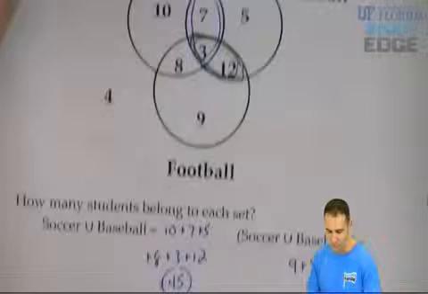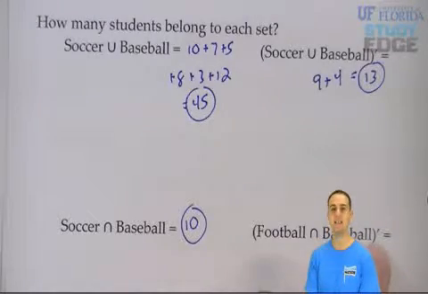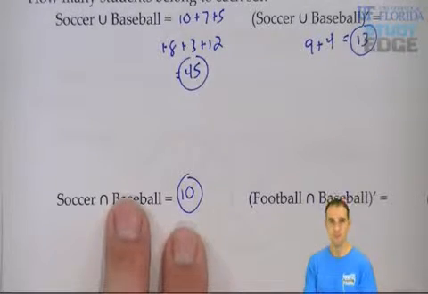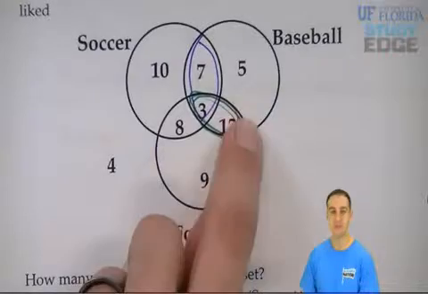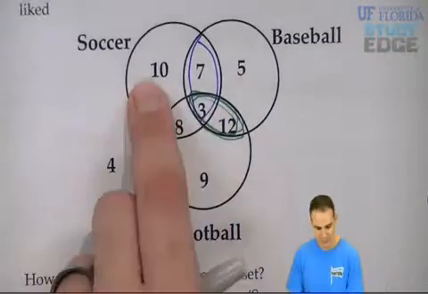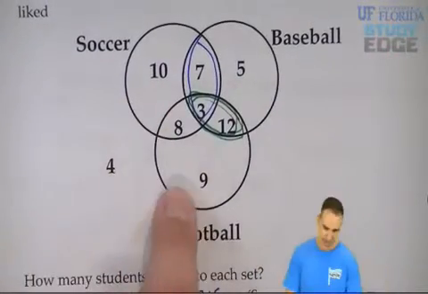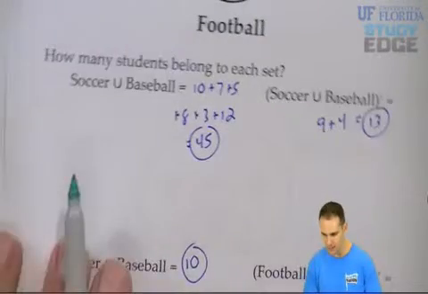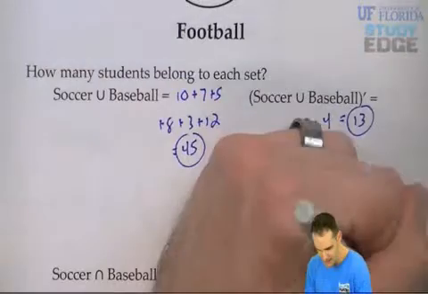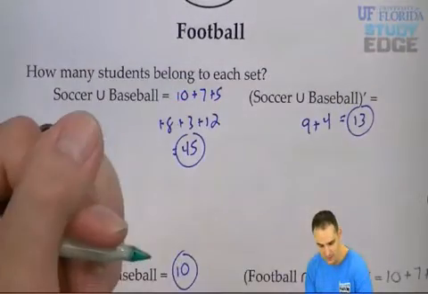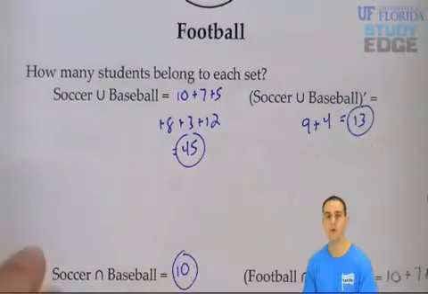But they want the complement. They want what's not in the intersection of football and baseball. So we're going to take every number that's not 3 and 12, specifically these 2 numbers. So we have 10, 7, 5, 8, 9, and 4. Here we go. We have 10 plus 7 plus 5 plus 8 plus 9 plus 4.